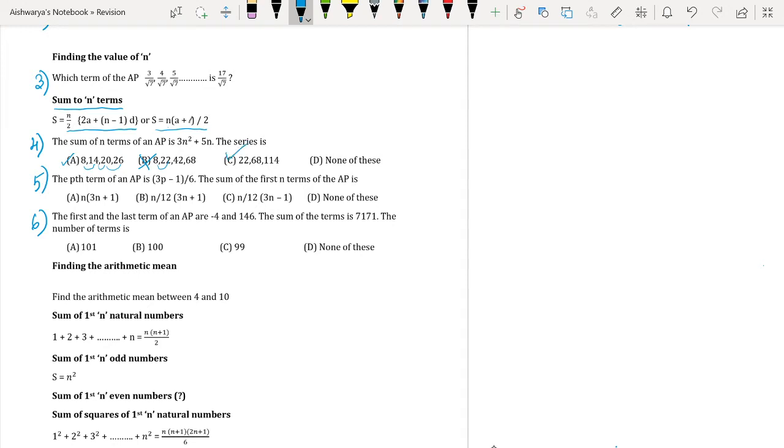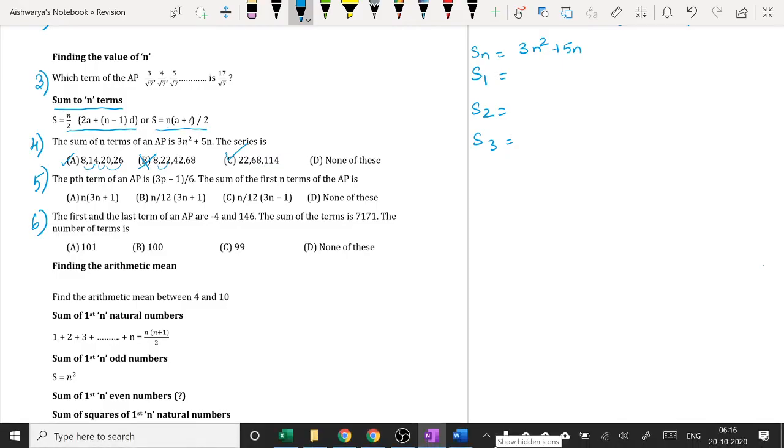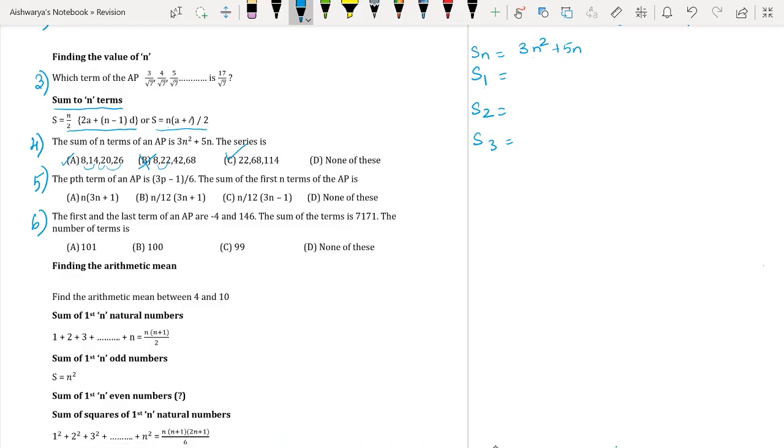So let us come to Sn. Sn is given to us as 3n square plus 5n. Let me find out S1, S2, S3. All of you do it along with me. S1 means substitute 1. 3 into 1 square is 3, plus 5 is equal to 8.